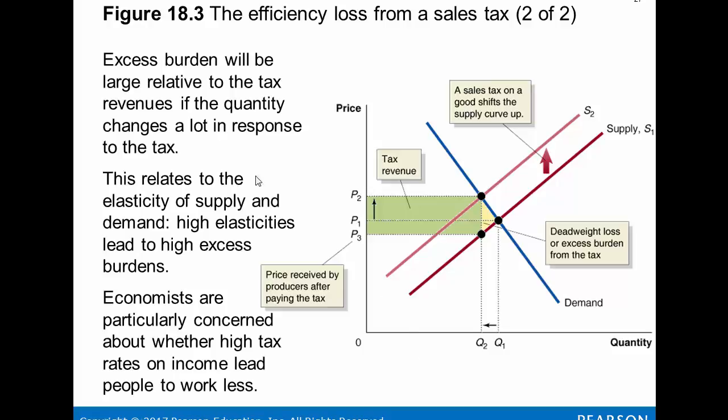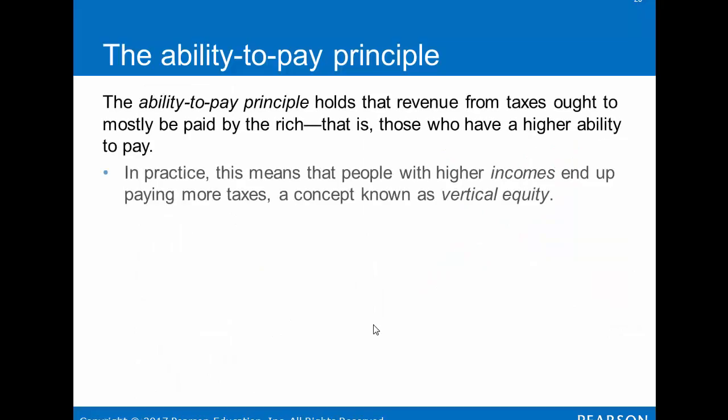Excess burden will be relatively large compared to the tax revenue if the quantity changes a lot in response to taxes. This relates to the elasticity of supply and demand. High elasticities lead to high excess burden. Economists are particularly concerned about whether high tax rates on income lead to people working less. So the question becomes, if I know that there's a high tax rate and I'm going to lose all of this money, am I even going to bother to work for that additional money if I feel that working isn't worth it anymore?